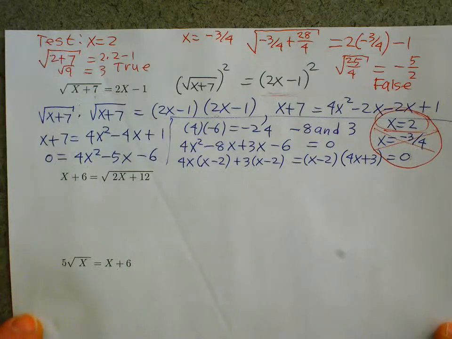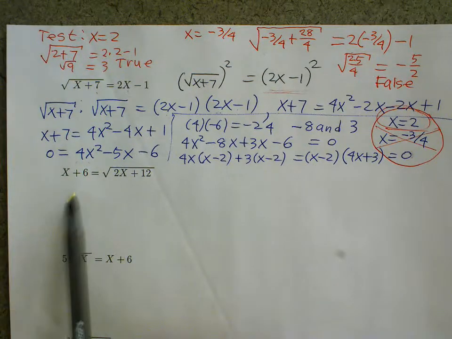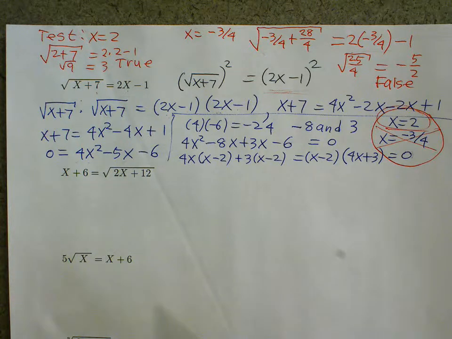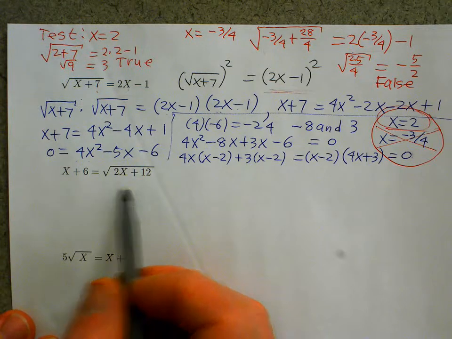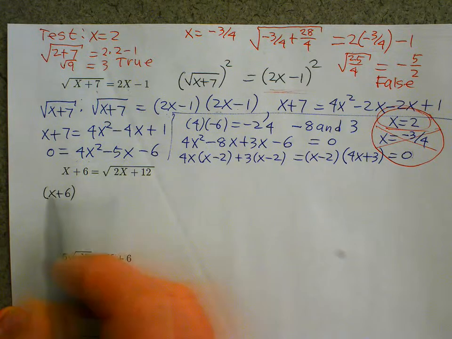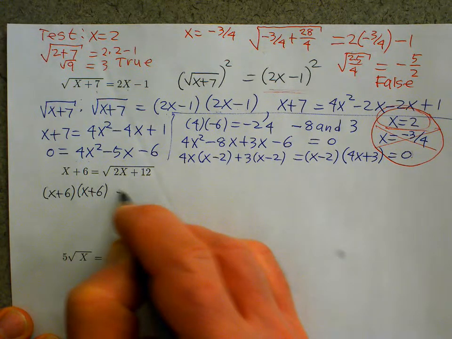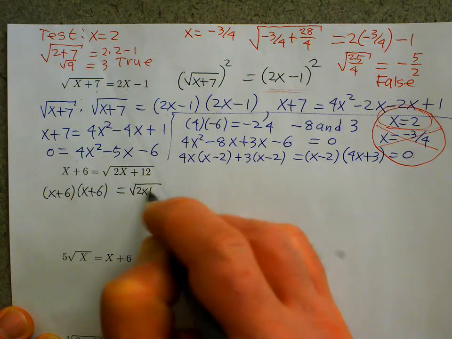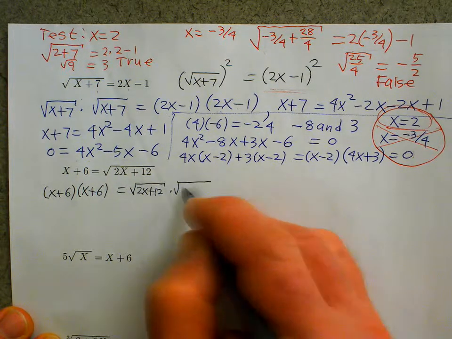Okay, in the next example, we do the same sort of thing. Here we have x plus 6 equals the square root of 2x plus 12. The square root of 2x plus 12 is already isolated by itself, so we can square both sides. So when we square x plus 6, we multiply x plus 6 times x plus 6. And when we square the square root of 2x plus 12, we multiply the square root of 2x plus 12 times the square root of 2x plus 12.